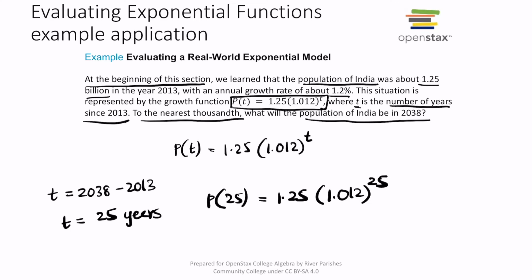1.012 to the power 25 becomes 1.3474. Multiplying it with 1.25 gives you a value of 1.6843. This is the population, P of 25 years, in billions.